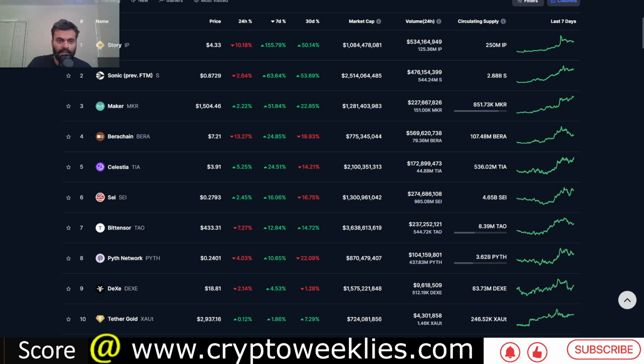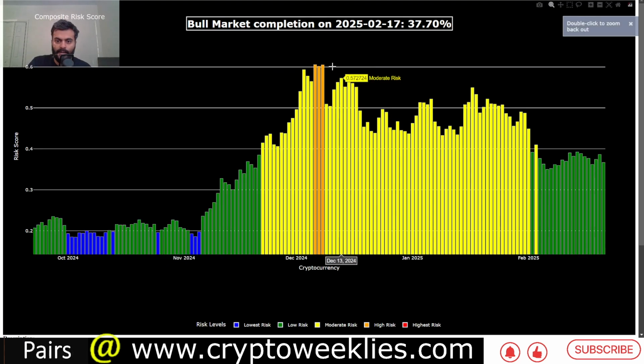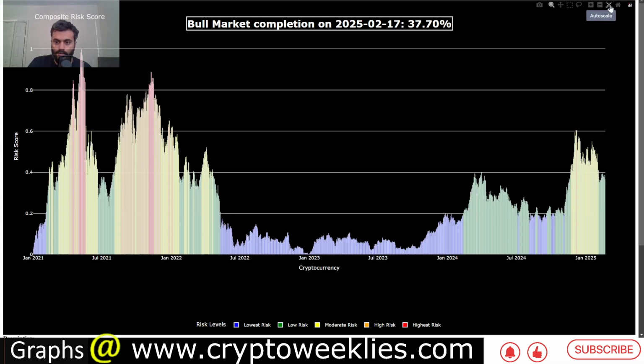The wider crypto sentiment is looking bad right now. Again, you can see the bull market completion got derailed from early December, when the completion was 60%. Now it's almost half of that, around 36%. The market has cooled off a lot.